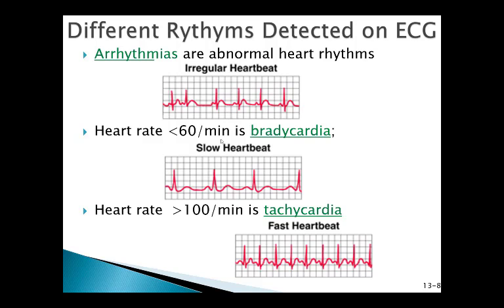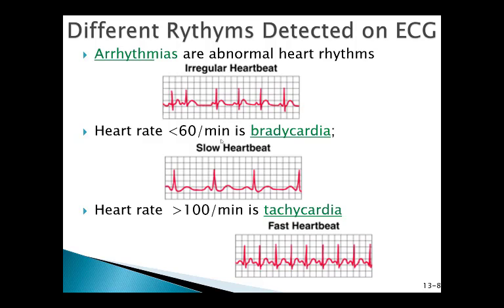Sometimes the heart can have a normal rhythm, but its speed can be different for one reason or another. Sometimes you can have an abnormally slow heart rate. For example, if somebody is in a state of unconsciousness or is very, very cold, then they're going to have a heart rate perhaps of less than 60 beats per minute. And this is referred to as bradycardia.